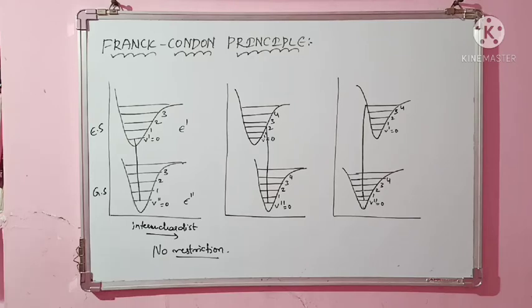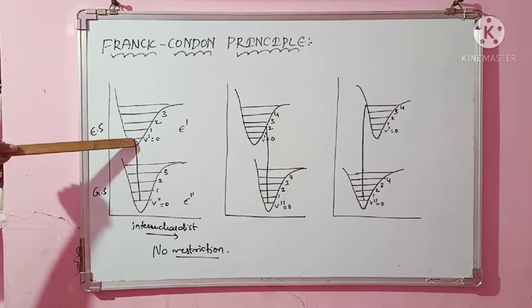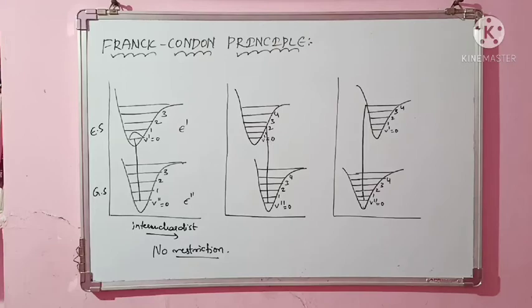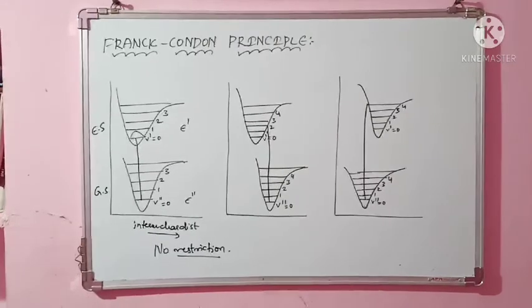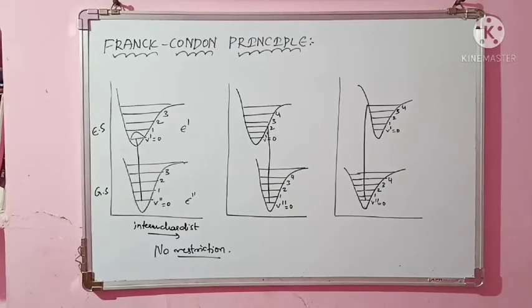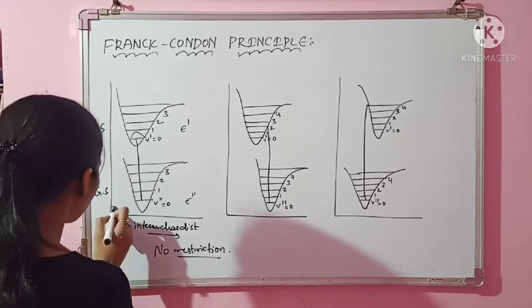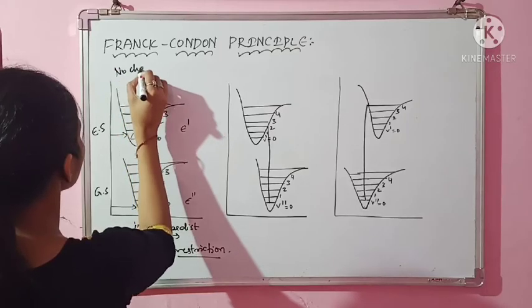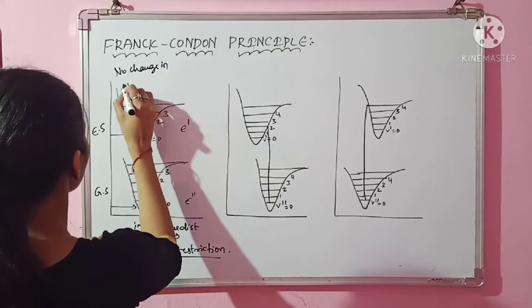Clear? Now in the first diagram, what you can observe is the ground state and the electronic, excited state I have shown. The maximum is possible here, no? So the probability will be at the center, and here the transition takes place. Here you can observe that there is no change in internuclear distance. You can see this internuclear distance is the same here and here. So I can write this case as no change in internuclear distance.